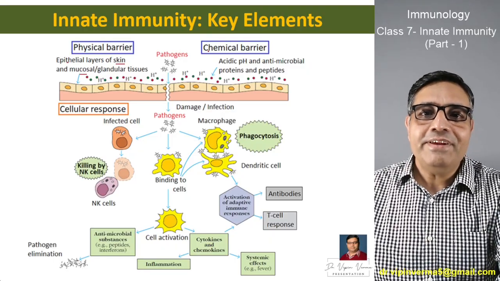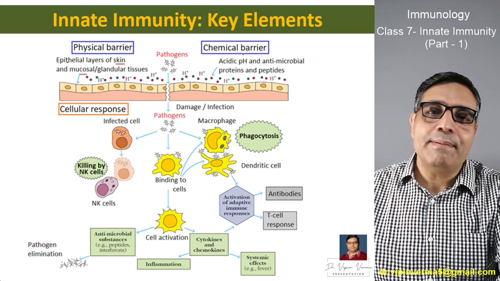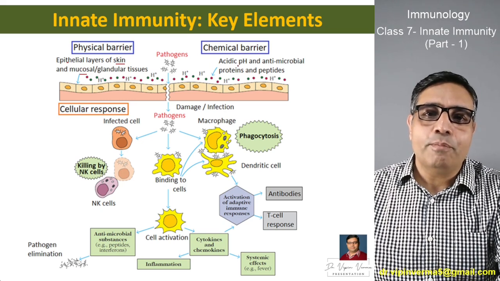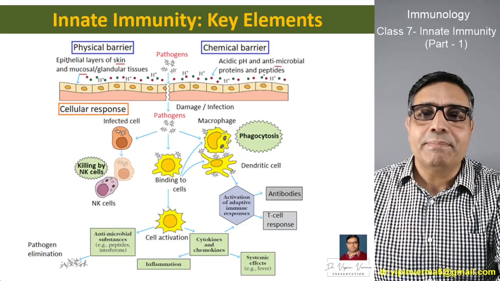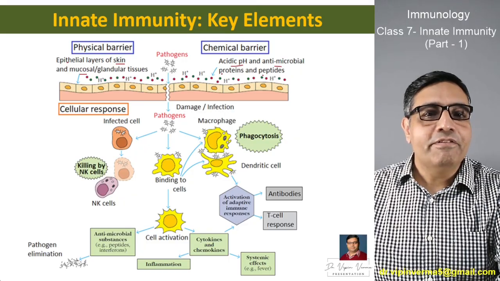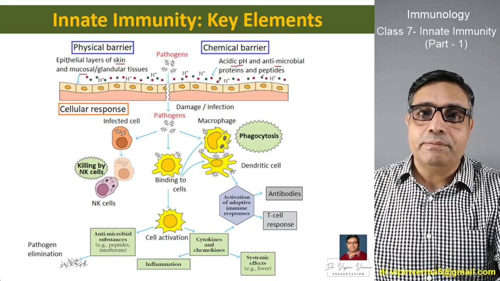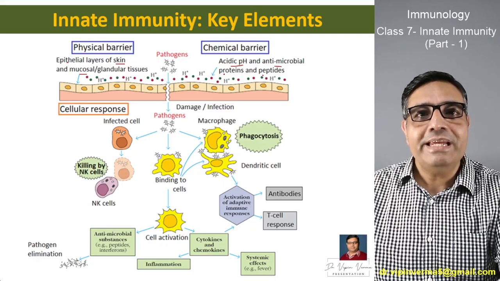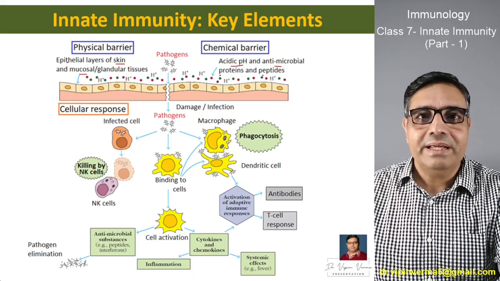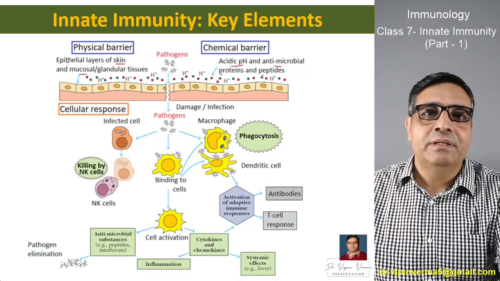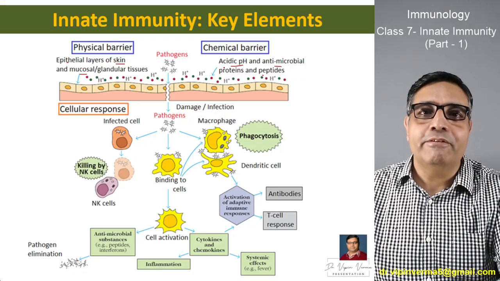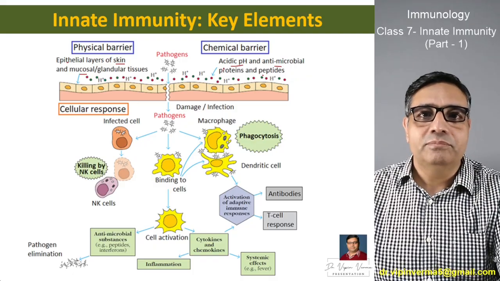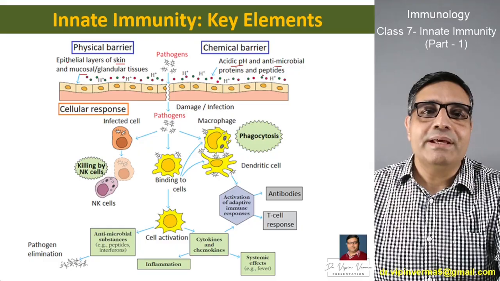Then we have the chemical barriers, which are in the form of acids or antimicrobial proteins and peptides. We will discuss this. For example, in the stomach we have very low pH acid. It not only helps in digestion, but also whatever microbes come with the food, it cleaves them, right? So this is the chemical barrier.